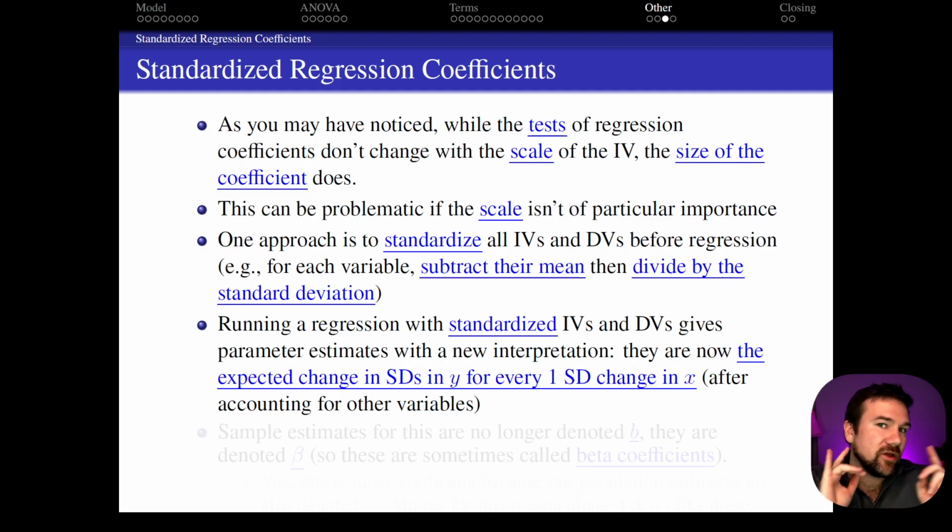Now, I'll say we only tend to do this for continuous independent variables. This doesn't really make sense for categorical independent variables. But if we do this for all of our continuous independent variables, it lets us compare the coefficients to one another. Is that a good thing? It depends on the context, but that's the goal. And people who really like this really think it's a good thing.